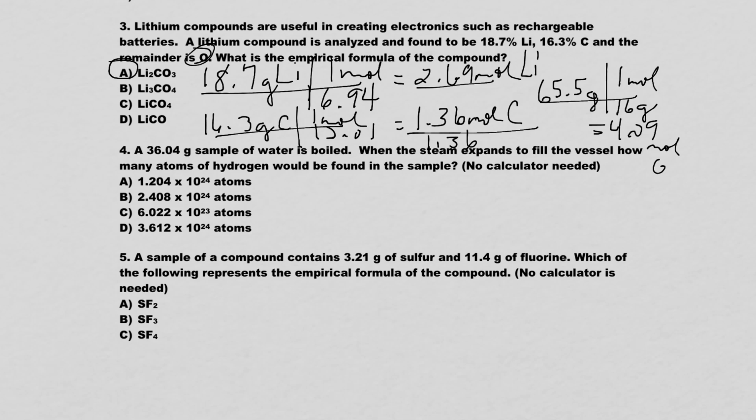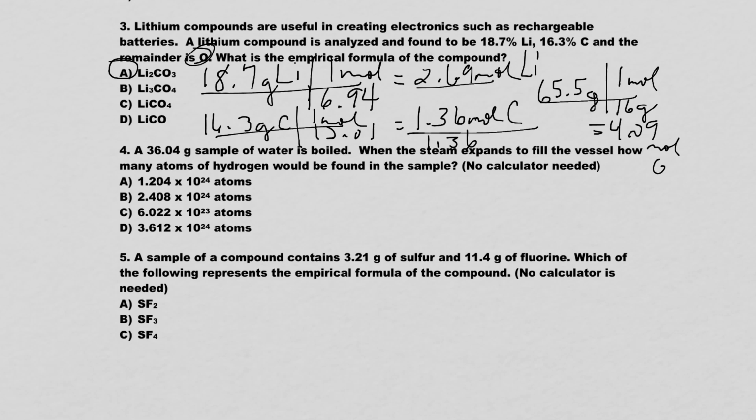Okay, number 4, a 36.04 gram sample of water is boiled. When the steam expands to fill the vessel, how many atoms of hydrogen would be found in the sample? And it says, don't use a calculator because we do need to practice doing math problems without a calculator.